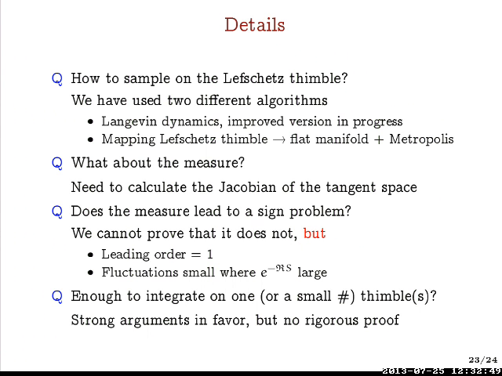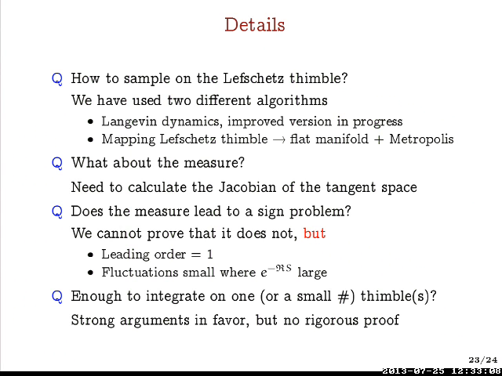How do you actually calculate the measure? The measure will give you another contribution to your integral. To do that, you really need to calculate the Jacobian. You have this curved manifold, you have a tangent space, and you have to really calculate the Jacobian of that. And this is the important point.